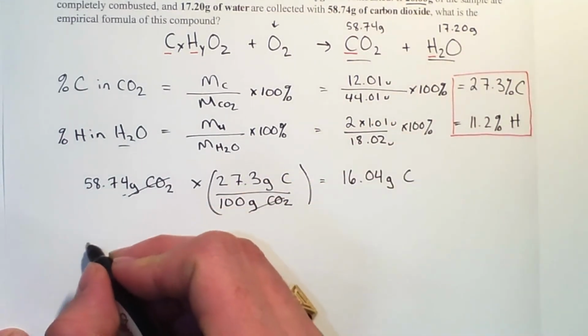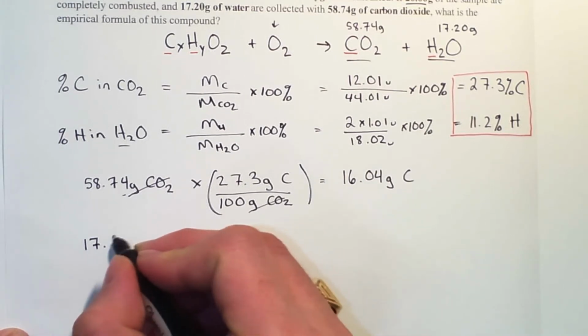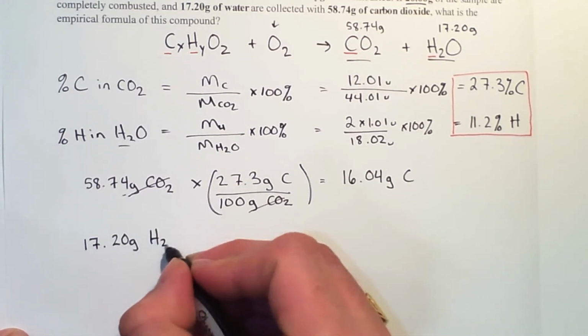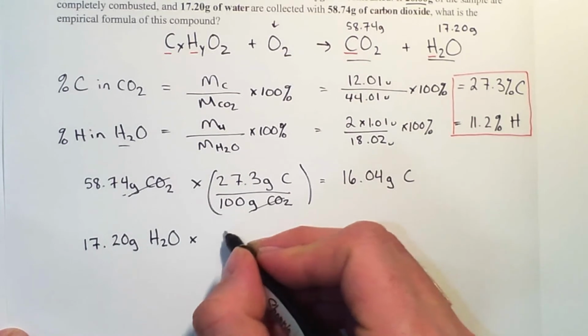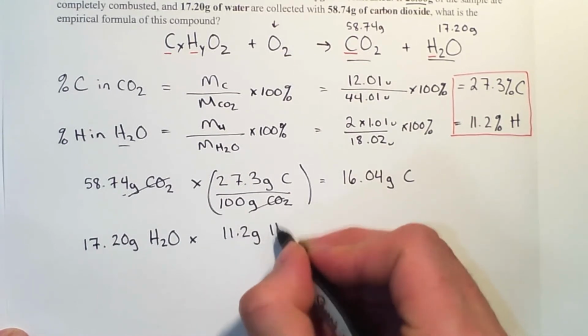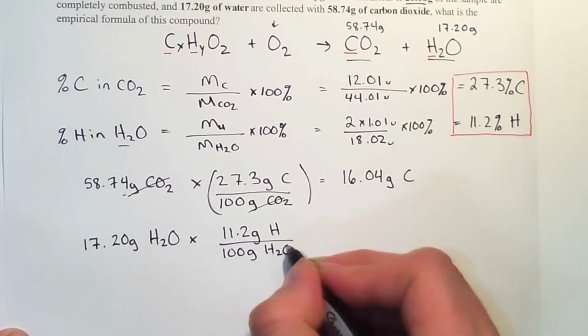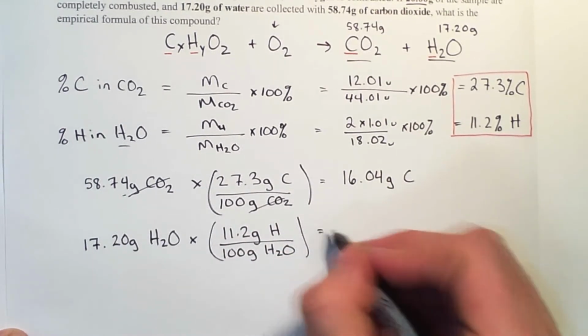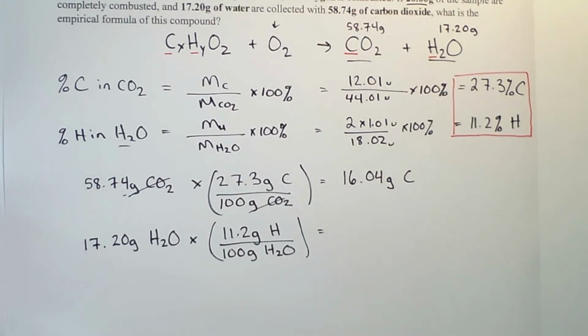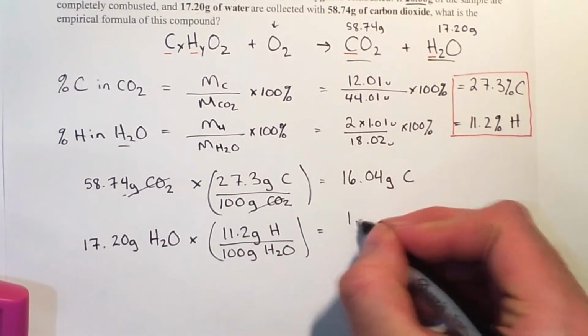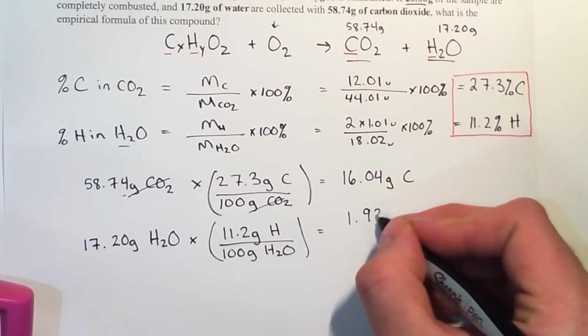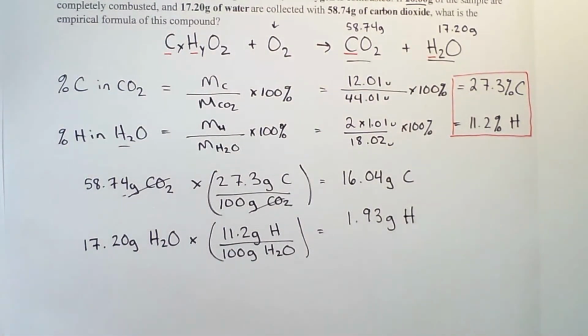We then take the water, 17.20 grams of water times 11.2 grams of hydrogen for every 100 grams of H2O. 17.2 times 11.2 divided by 100 equals 1.93 grams of hydrogen.